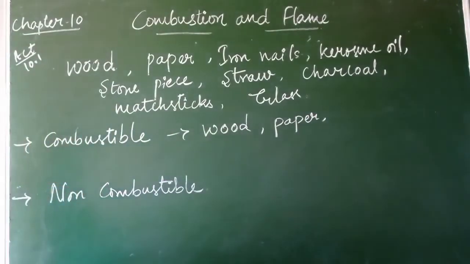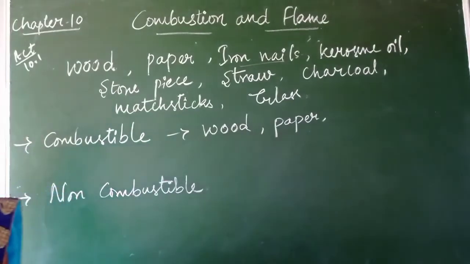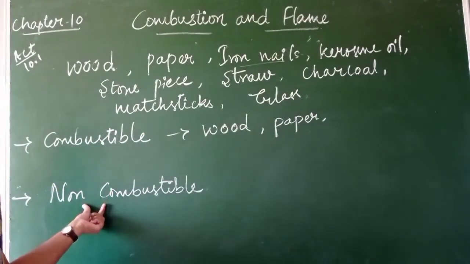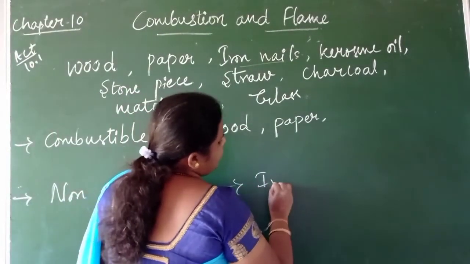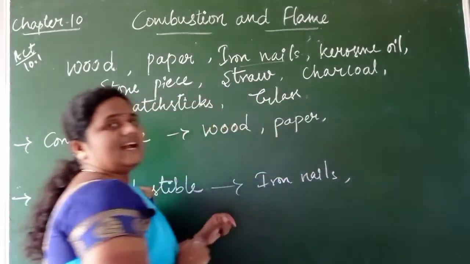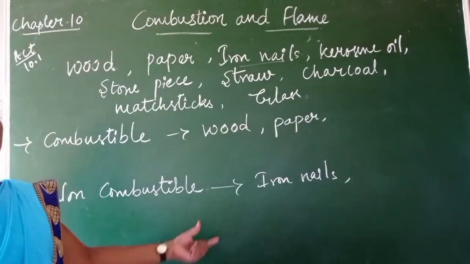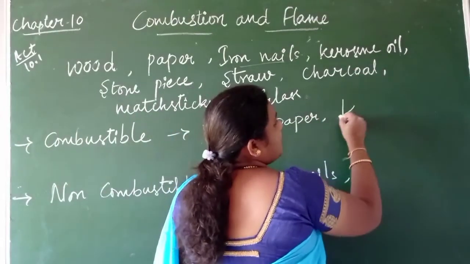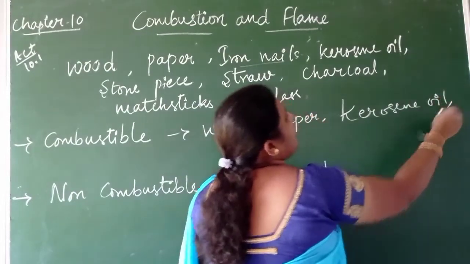The next, iron nail. Is it burning, children? Iron nail in the presence of air? It is not burning. So what do we have to do now? We have to write it under the non-combustible part. That is, the iron nail is non-combustible, isn't it? It is not burning in air, and also it is not producing light or heat. The next comes what? Kerosene oil. It burns in the presence of air, so we will write it under combustible.